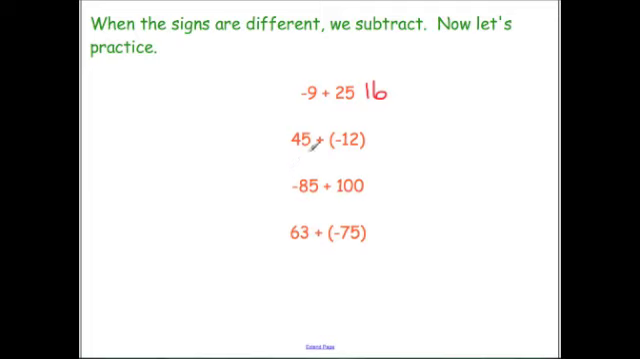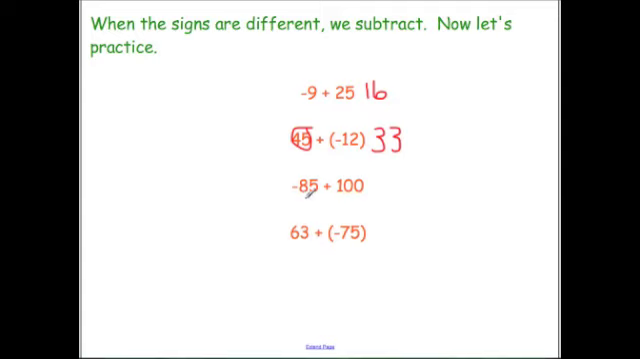So if we look at 45 plus negative 12, we know that those two signs are different. We have a positive and a negative, so we're going to subtract. So we take 45 minus 12 gives us 33. And we know it's positive because the positive number is larger.